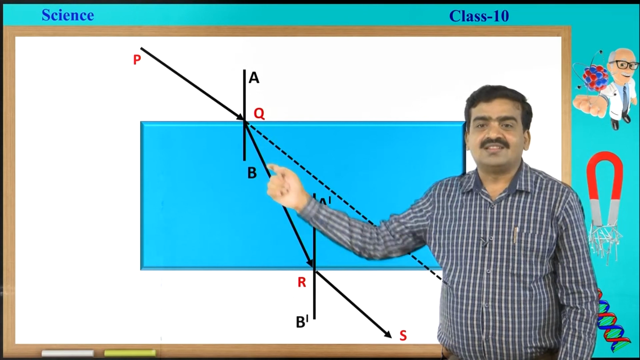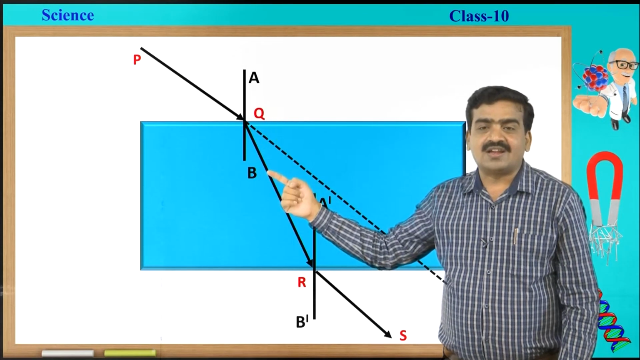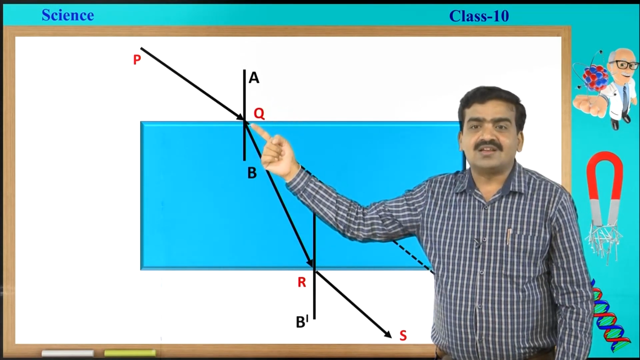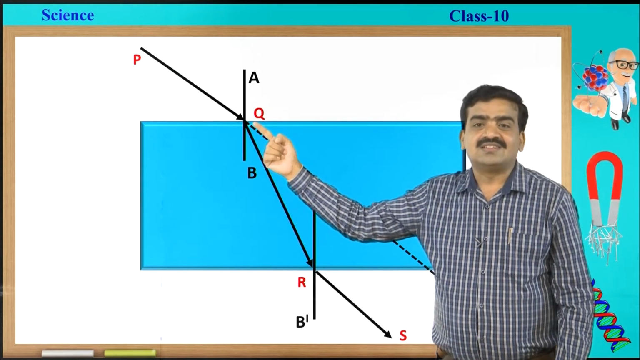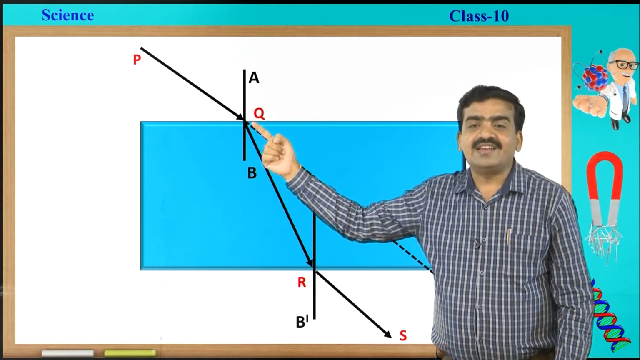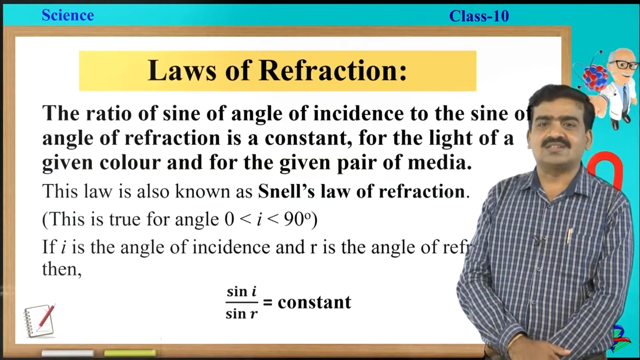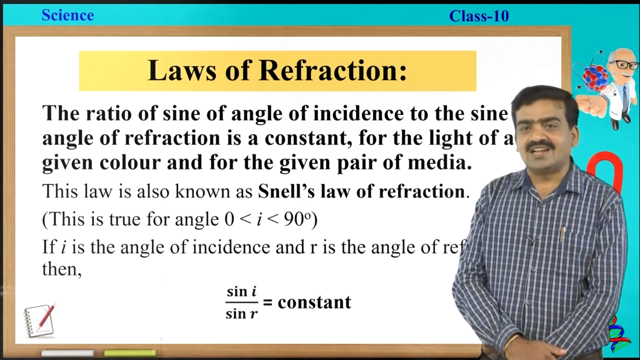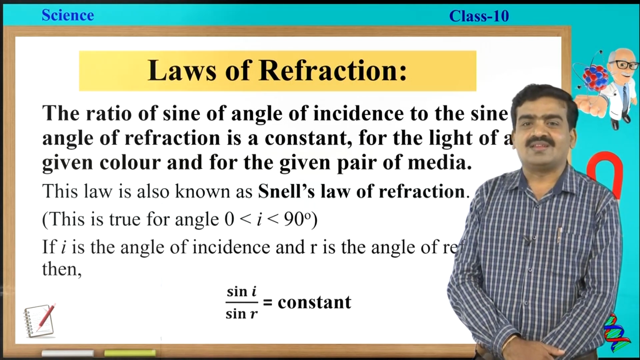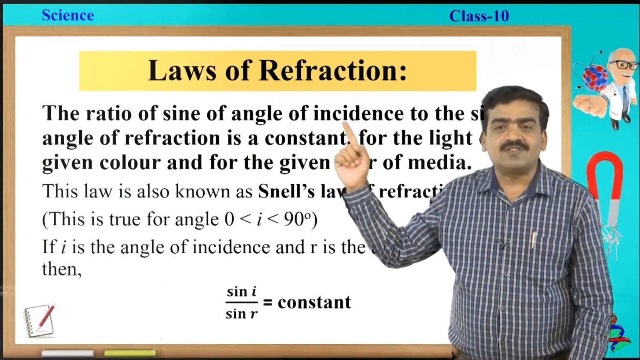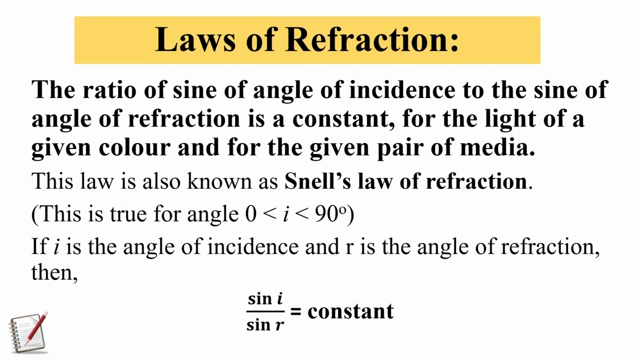Remember again, the incident ray, refracted ray and the normal drawn at the point of incidence all lie on the same plane. Let us come to the second law of refraction. The second law of refraction says the ratio of sine of angle of incidence to the sine of angle of refraction is a constant for the light of given color and for the given pair of media.